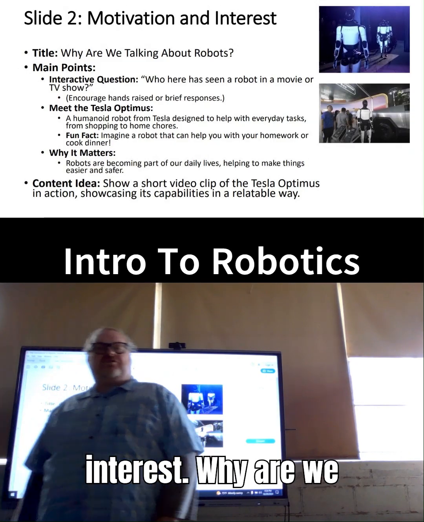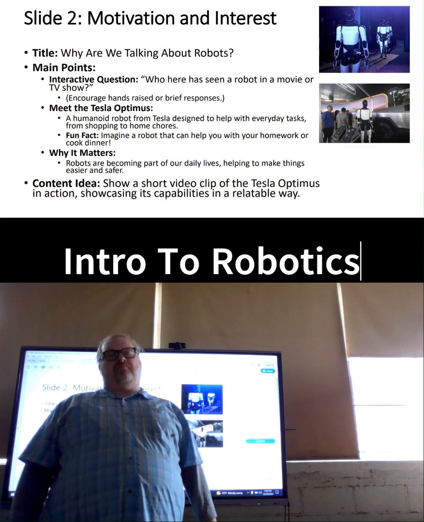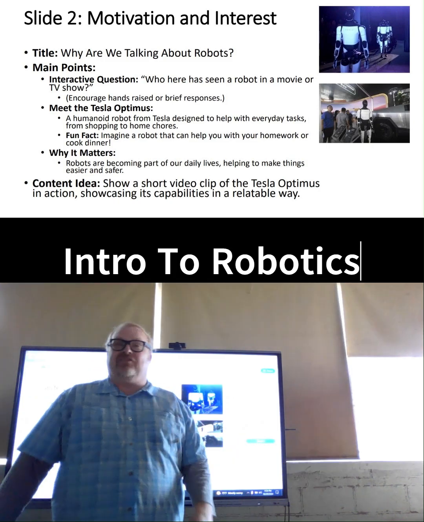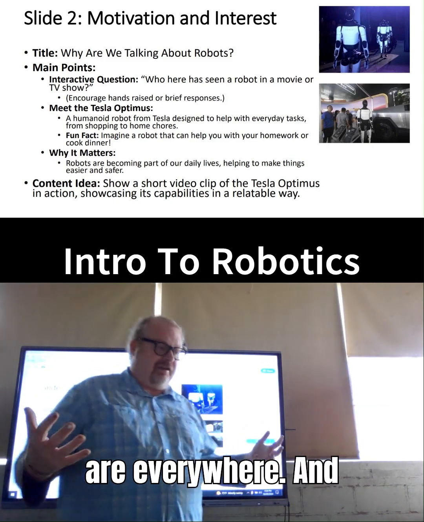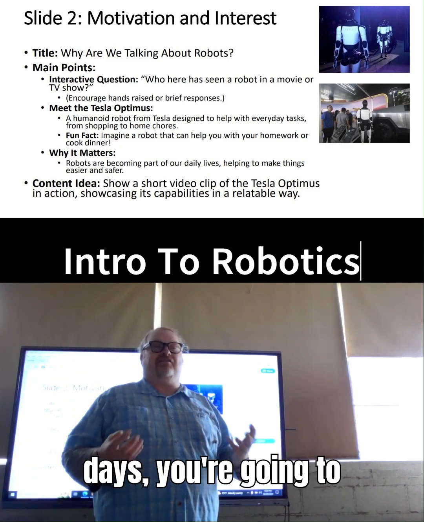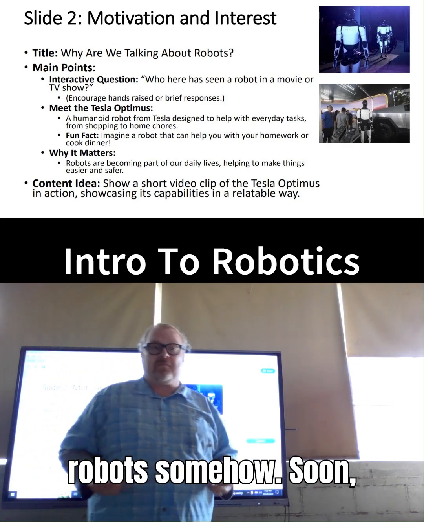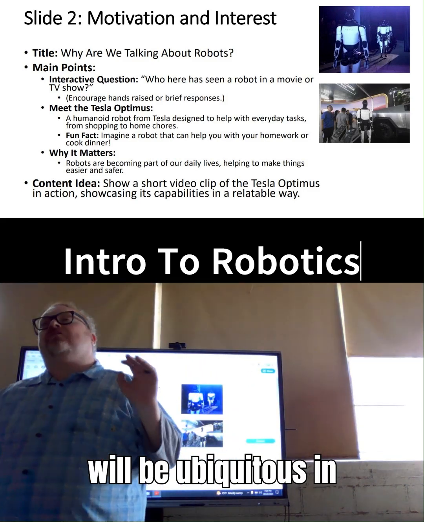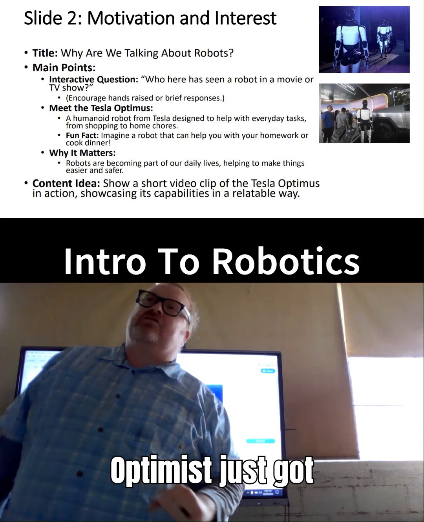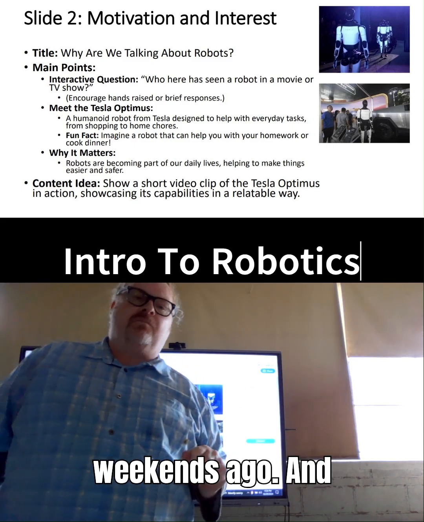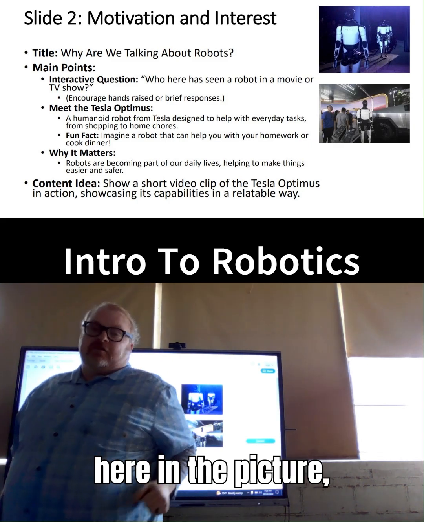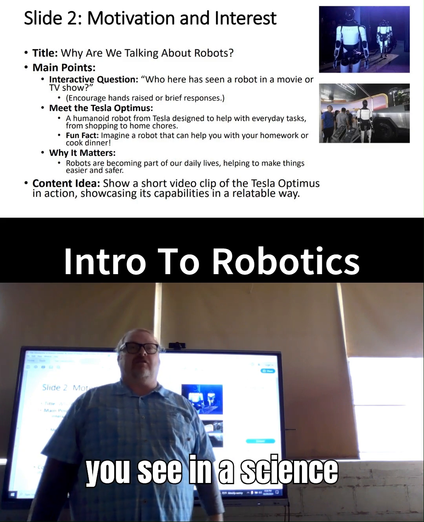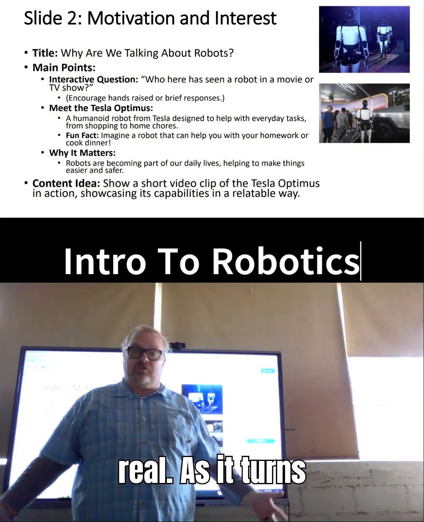Okay, the motivation and interest. Why are we talking about robots? Robots are everywhere. Well, first of all, this is a robotics class, but second of all, robots are everywhere, and no matter what field you go into these days, you're going to probably touch on robots somehow. Soon, autonomous robots will be ubiquitous in our homes. The Tesla Optimus just got launched 2 or 3 weekends ago. And that is, you can see here in the picture, an actual walking, talking robot like you see in a science fiction movie, except this is actually real.